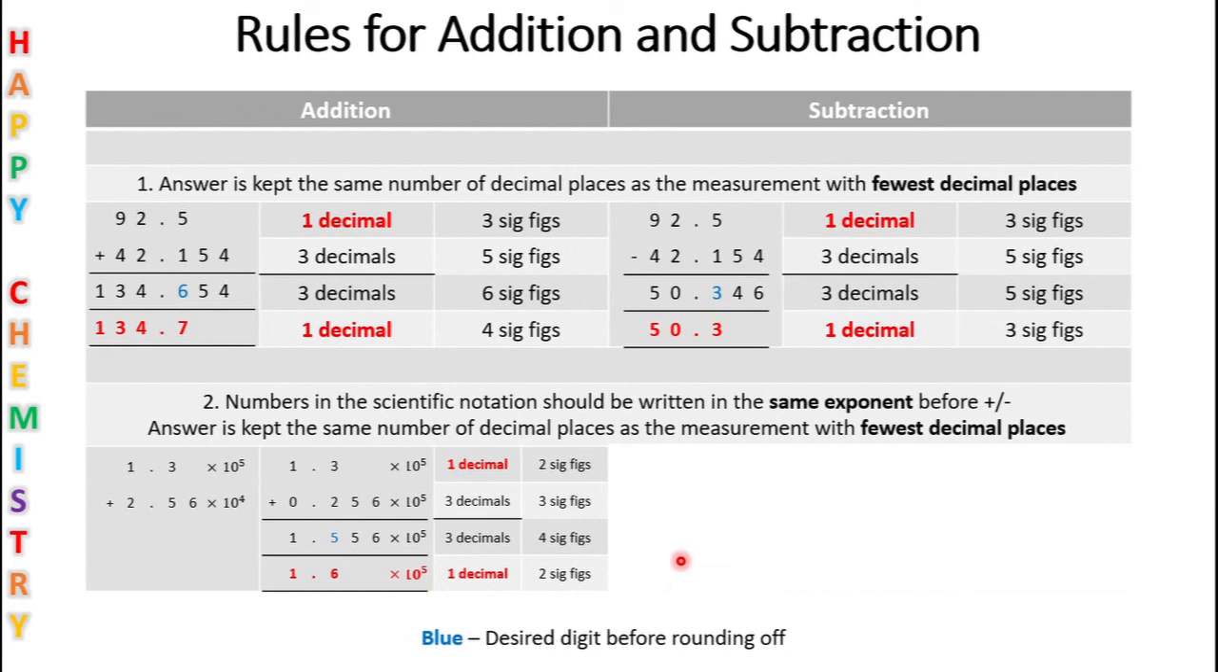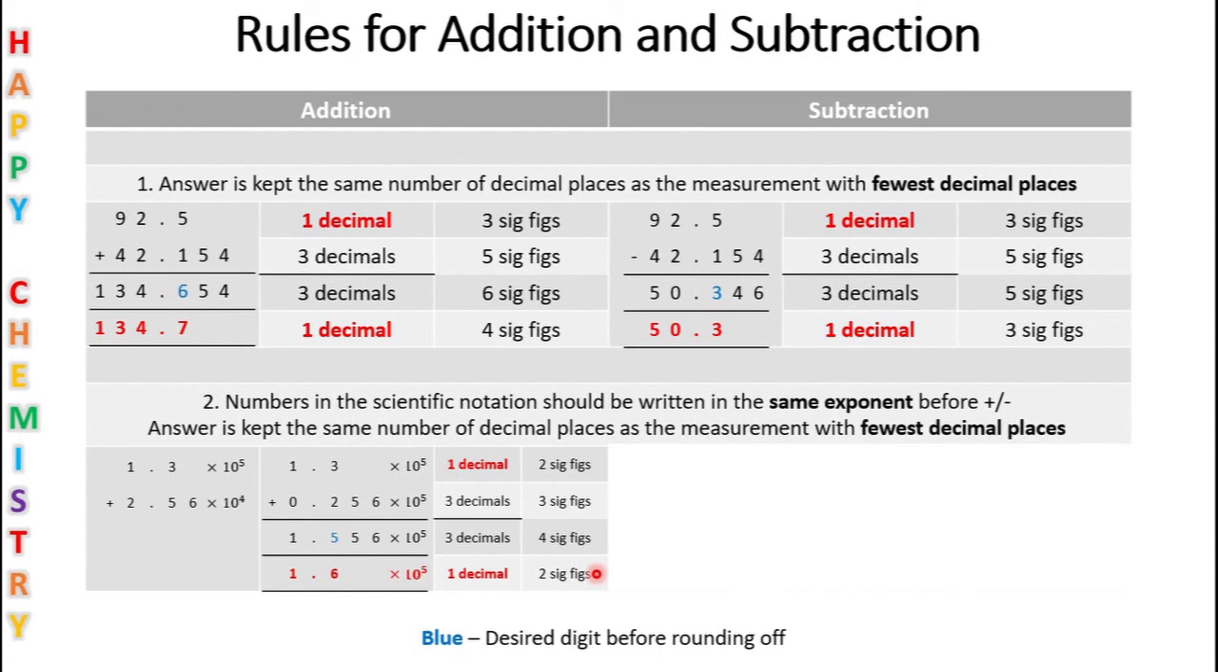Here, 1.3 into 10 to the power 5 has 2 significant figures. 0.256 into 10 to the power 5 has 3 significant figures. 1.556 into 10 to the power 5 has 4 significant figures. After keeping the right number of decimal places, 1.6 into 10 to the power 5 has 2 significant figures.